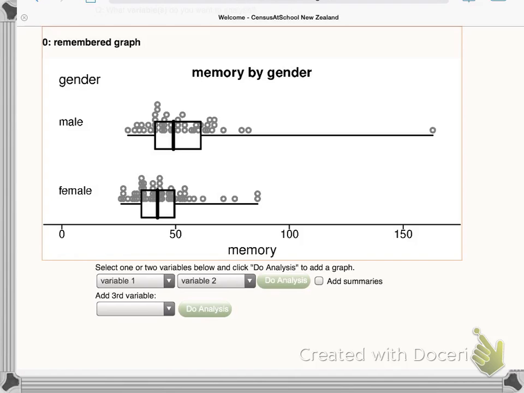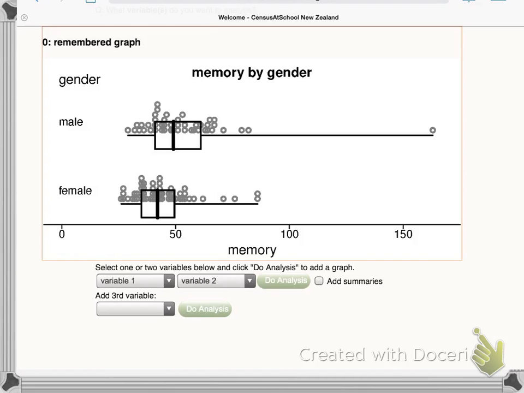Memory by gender. What it looks as though is males are able to remember more things, whatever the scale is, I'm not sure, than females. Very possible, but let's do the statistics around it. We've collected a sample of 50 males and 50 females. We've plotted dot plots, converted those into box and whisker plots.